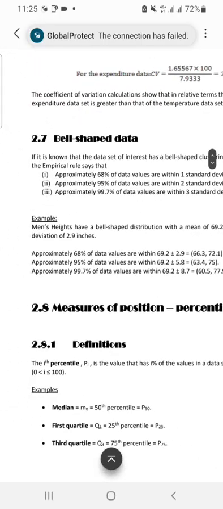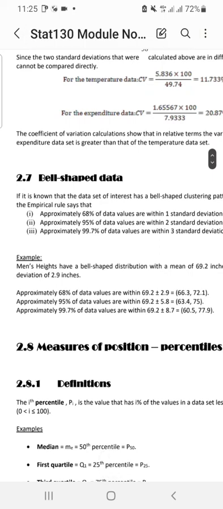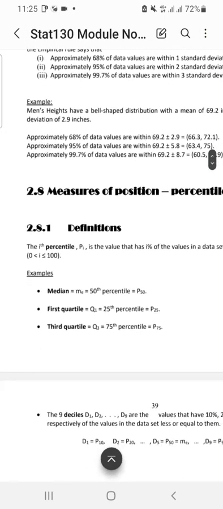So go to past papers and see if you get a question with regards to bell-shaped data, and they ask you certain types of questions on it.